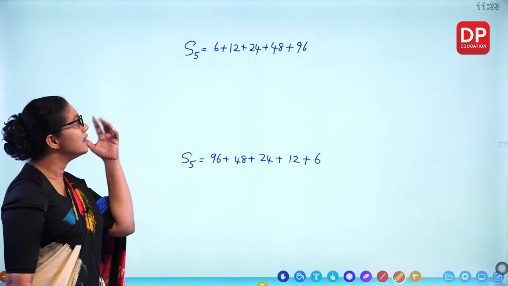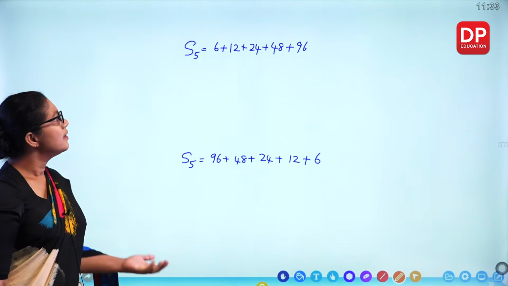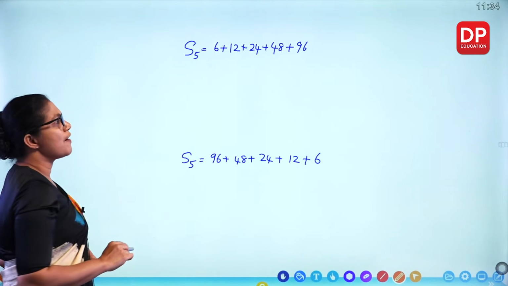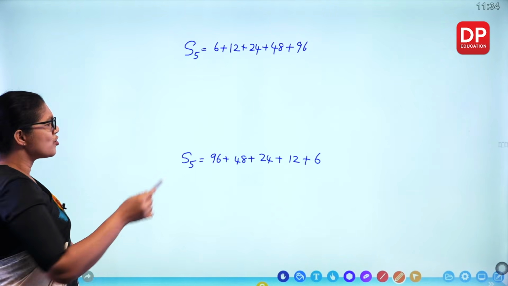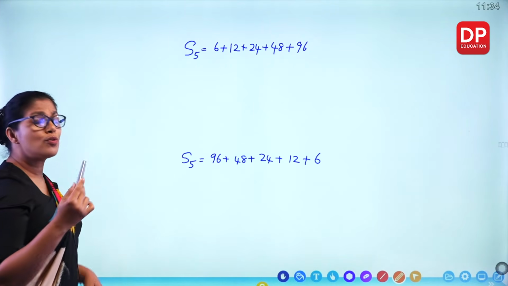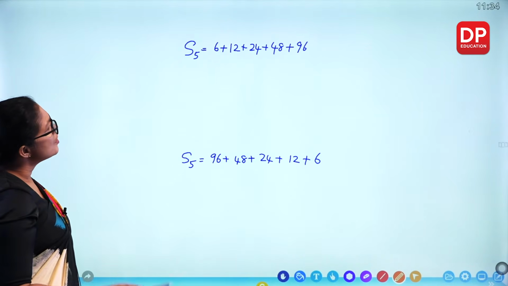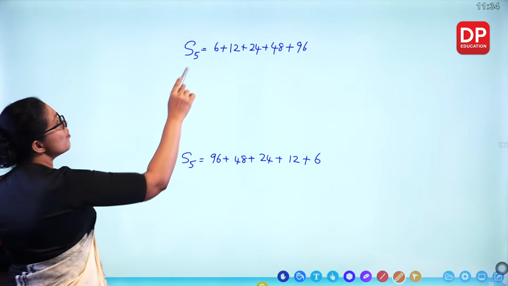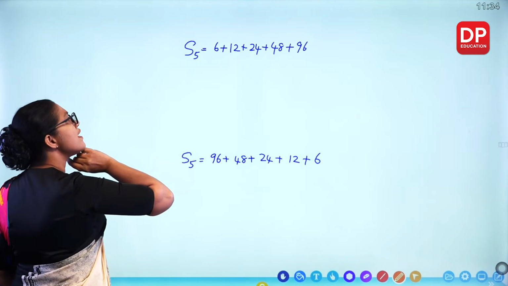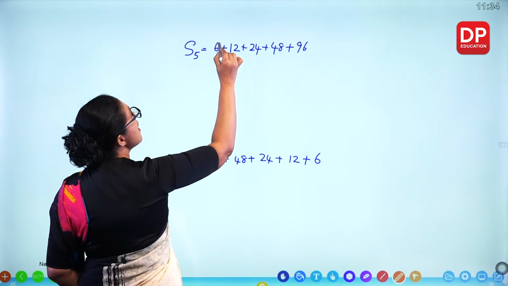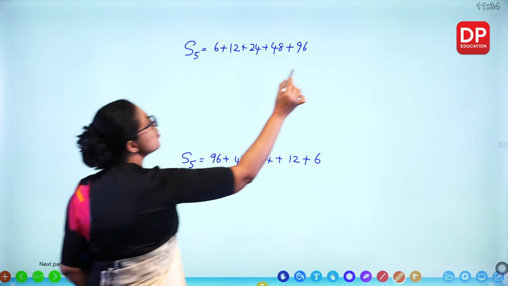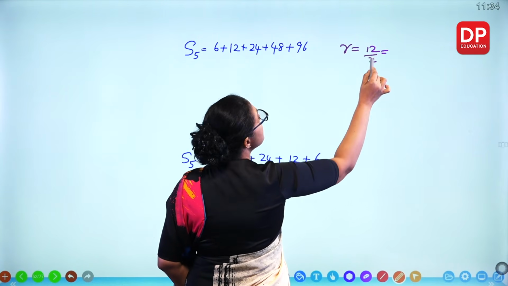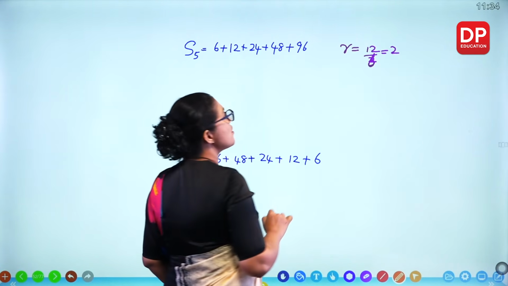Now we'll take an example. I have given S5, meaning the sum of the first 5 terms of this sequence. I just want to do a small thing to get a formula later. Let's find the ratio here. The first term is 6, and this is multiplied by 2. So the ratio is 12 divided by 6, which is 2. Ratio is 2.